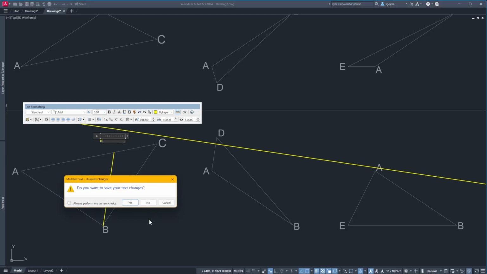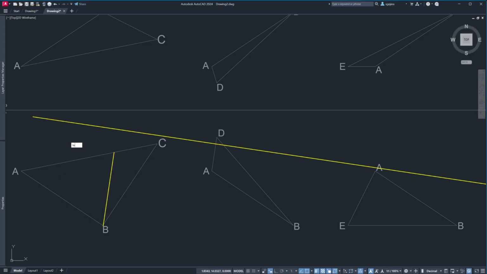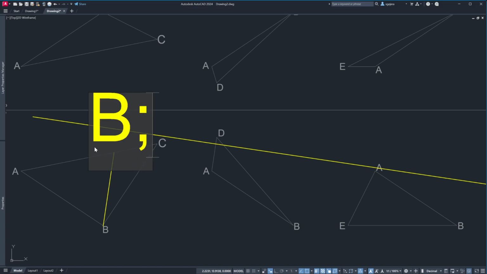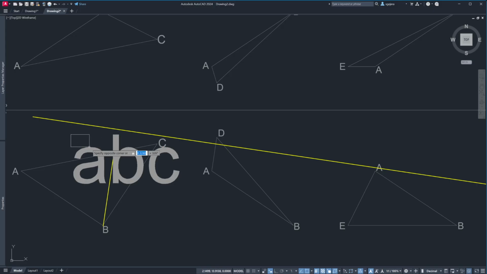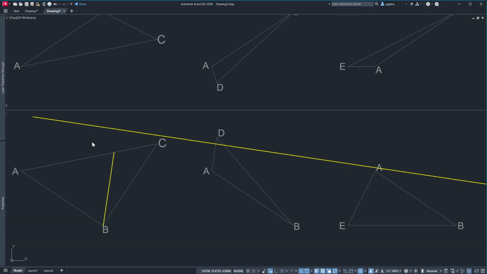Mukhang kailangan kong i-text. And I'll just edit this to 0.7. B prime. Ba't ganun? 0.07 pala. 0.07. Let's do B prime.